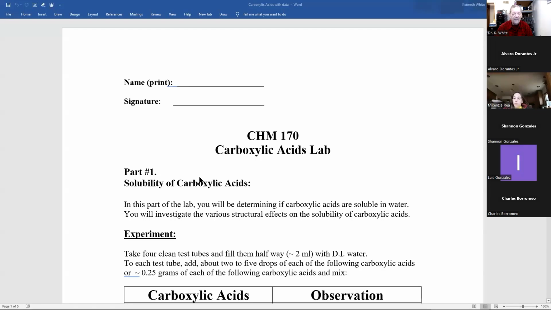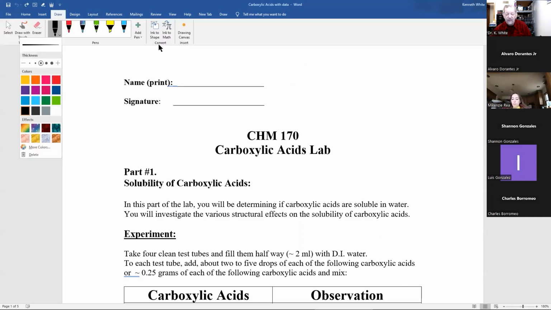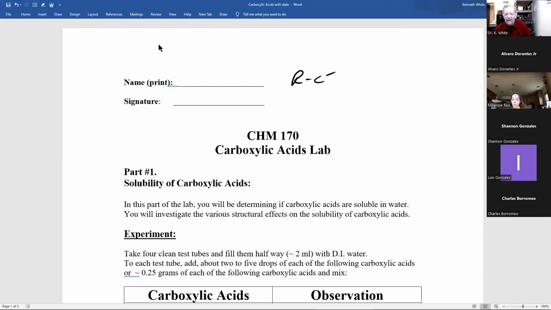All right, it's time for the lab. Today's lab is what? Well, let's find out. Today's lab is carboxylic acid. Excuse me, I hiccuped. And this is a carboxylic acid.